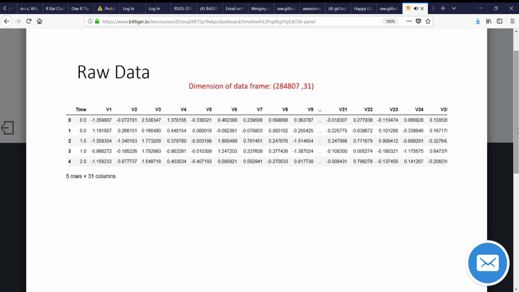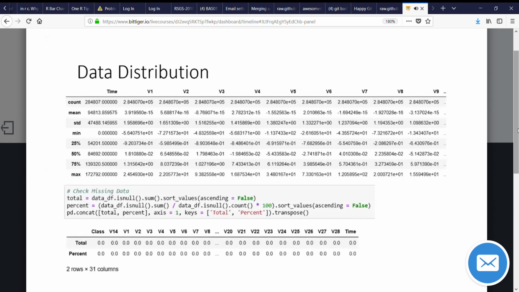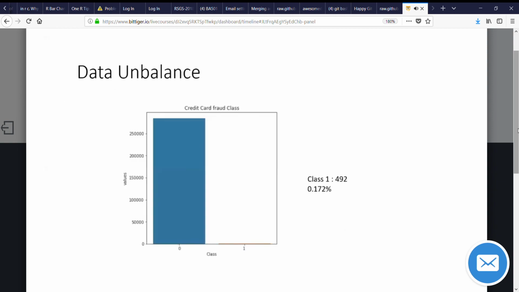So here is the raw data with the dimension of more than 284,000 rows and 31 columns. It's a decentralized historical data, which means the data were transformed to protect customers' privacy. We checked the data distribution and found there's zero missing data. But the data is highly unbalanced with only 0.172% for class one, which means the fraud data. The skewness of the data is due to a very low number of fraud transactions.